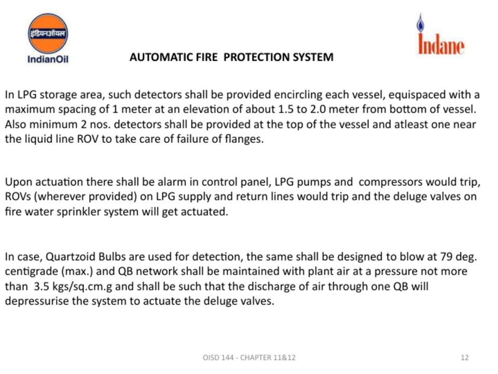In the LPG storage area, detectors are strategically placed around each vessel, ideally encircling them at a maximum spacing of 1 meter and positioned about 1.5 to 2 meters above the bottom of the vessel. To ensure redundancy and reliability, at least 2 detectors are installed at the top of each vessel, along with at least one near the liquid line ROV. This placement helps safeguard against potential failure of flanges or other critical points. Overall, these measures work together to provide a robust, automatic fire detection and suppression system, essential for maintaining safety in the plant.